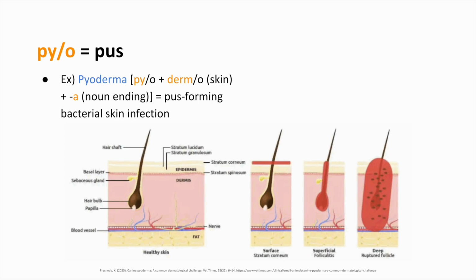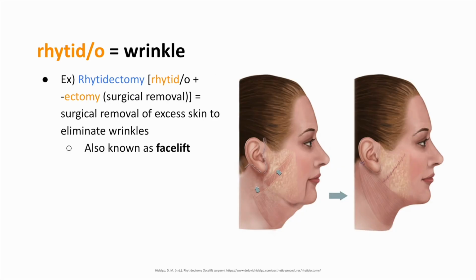Rhytido is a combining form that means wrinkle. Rhytidectomy: rhytido plus ectomy, which is surgical removal. So rhytidectomy is a surgical removal of excess skin to eliminate the wrinkles, which is more commonly known as a facelift. So basically a facelift surgery. You would cut out this portion that's just hanging down, and you merge this together to remove the wrinkle.